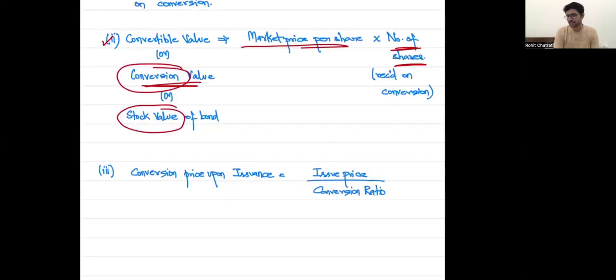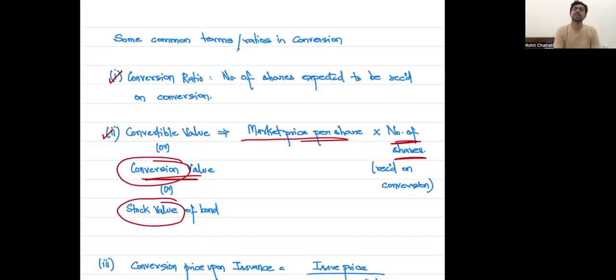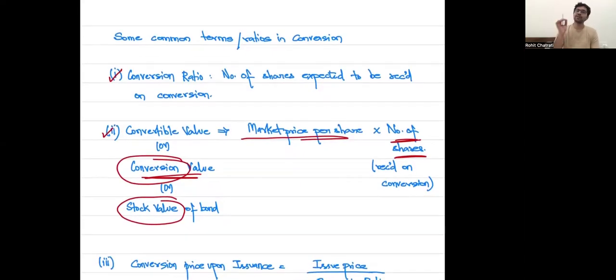All right, so there are three ratios that we discussed. One is conversion ratio, the other is conversion value or stock value of the bond, and the third is conversion premium. Why are we calculating conversion premium? Because we always know that the market value of a convertible bond will always be greater than its conversion value, and hence we're calculating premium.